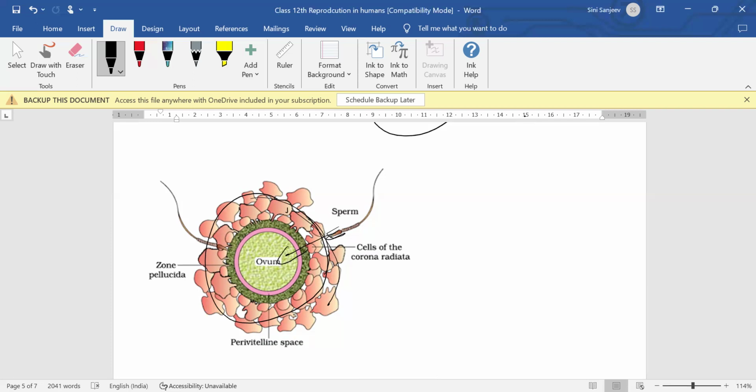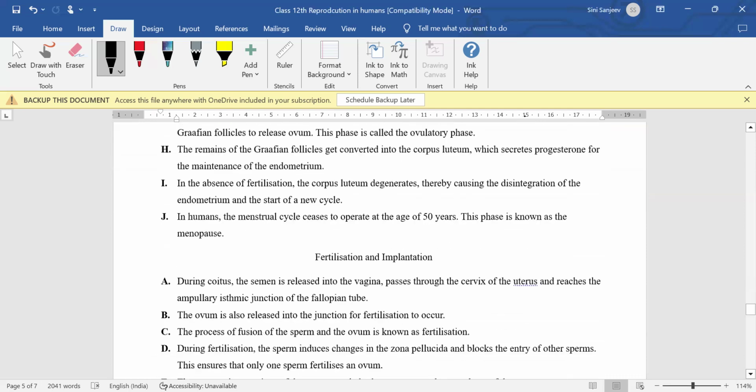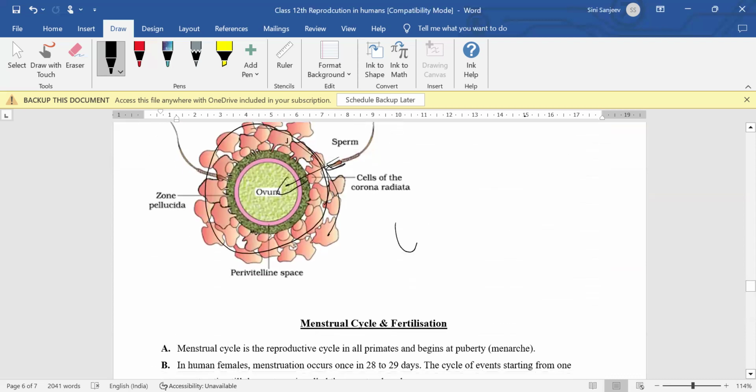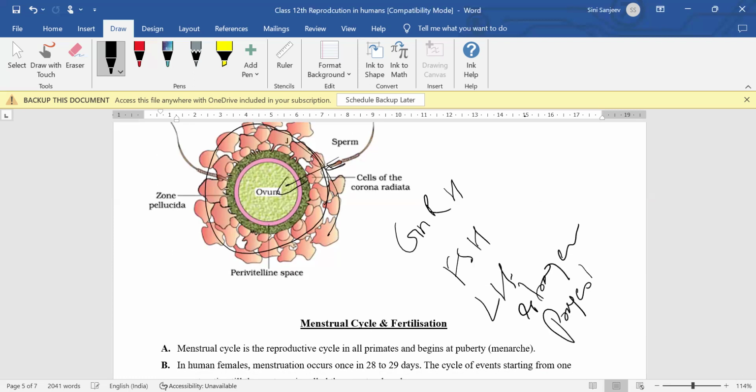Now, over here also there are certain hormones. As we saw GnRH, FSH and LH in the male, in the same way in the female you have the same GnRH, FSH, LH, estrogen and progesterone. GnRH in both male and female is released by the hypothalamus, which stimulates the pituitary gland to release these two hormones, FSH and LH. FSH and LH are very important for the follicle to mature and release the egg.